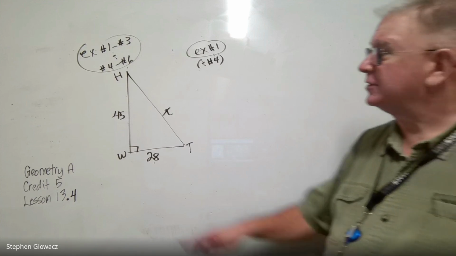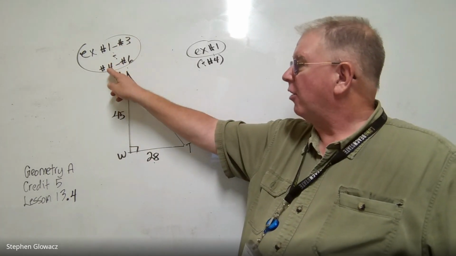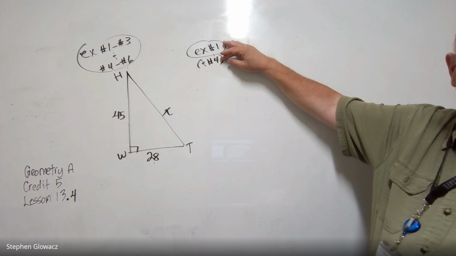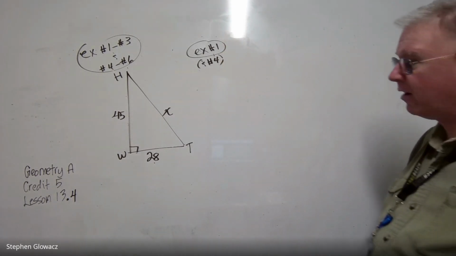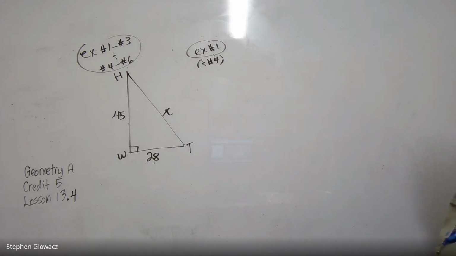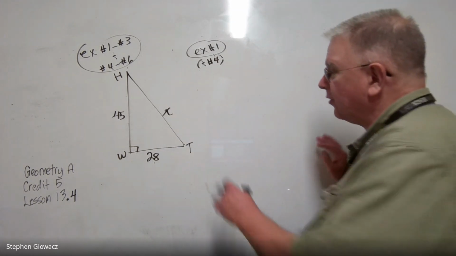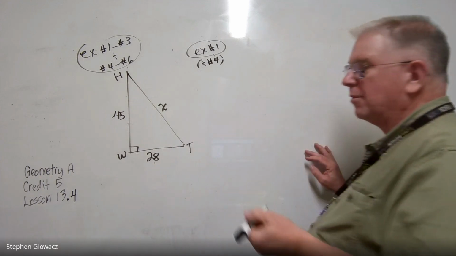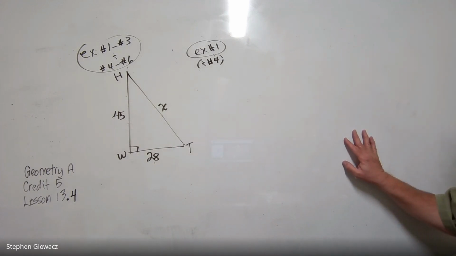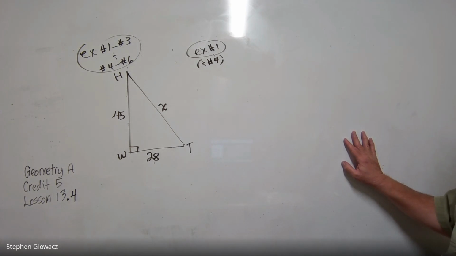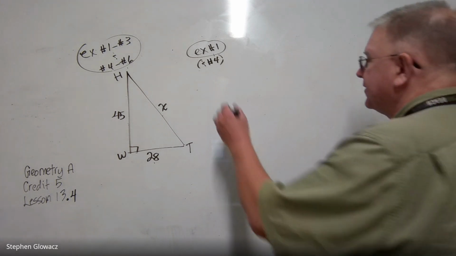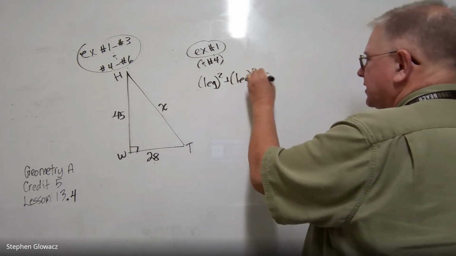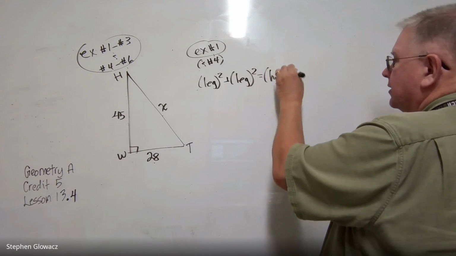This example is for problems 1, 2, and 3, and also for 4, 5, and 6. So the example that we're going to do for number 1 will also help you out with number 4. All right, so to find HT, HT is the long side or the hypotenuse of this right triangle here. And remember, in a previous lesson, previous credit, we learned the Pythagorean theorem. Remember the Pythagorean theorem is leg squared plus leg squared equals the hypotenuse squared.